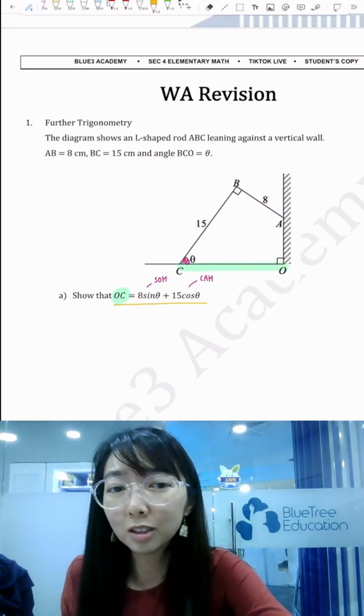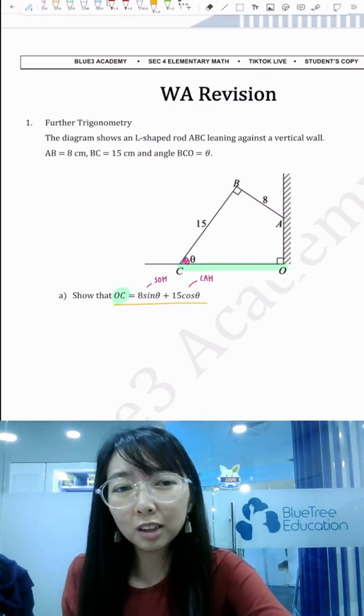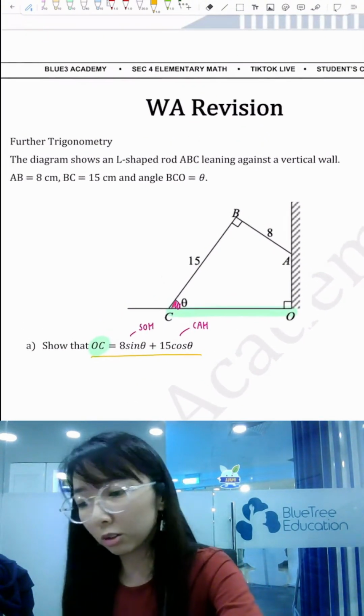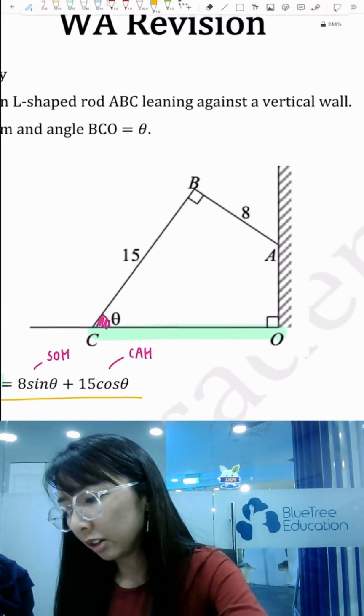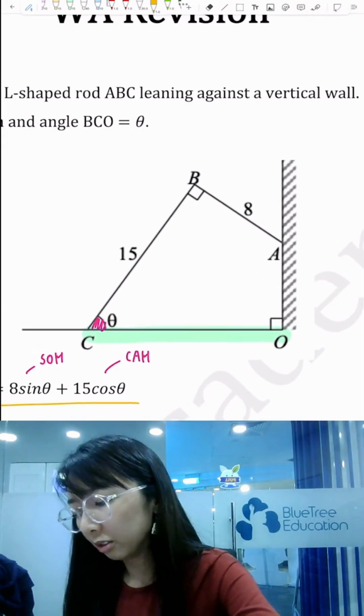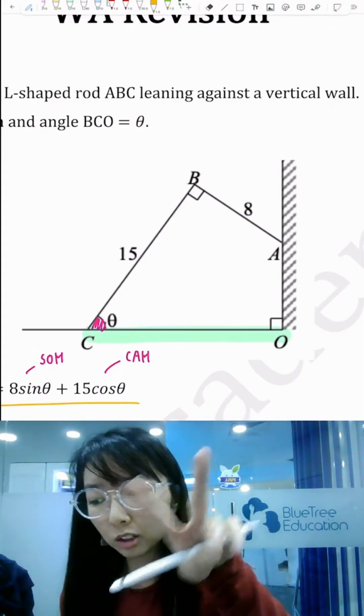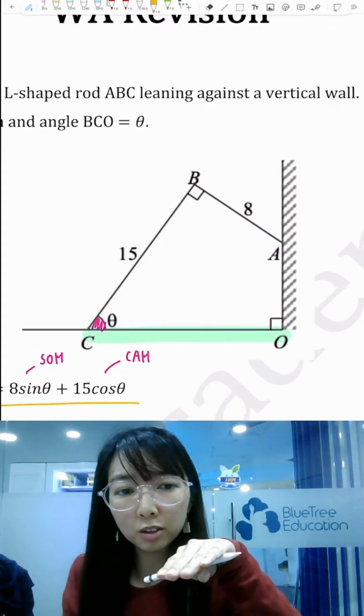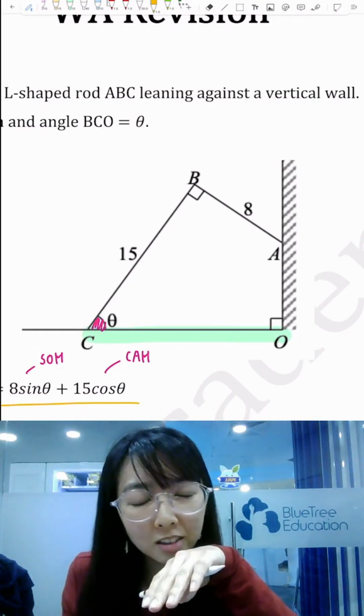I know it looks very intimidating. Please follow with me. You look at the diagram very, very carefully. I'm going to zoom in on the diagram. I want to find another theta. Definitely I need 2 theta in my diagram so that I can form the 8 sine theta and the 15 cos theta.